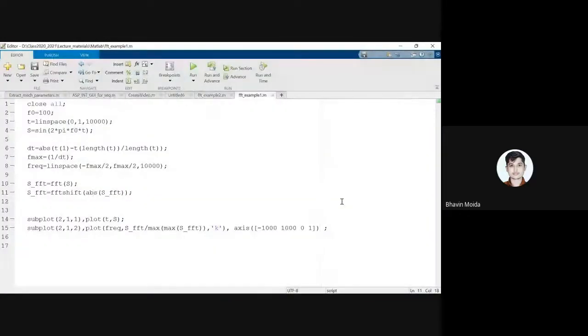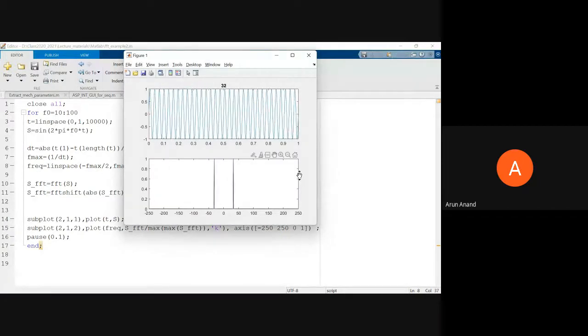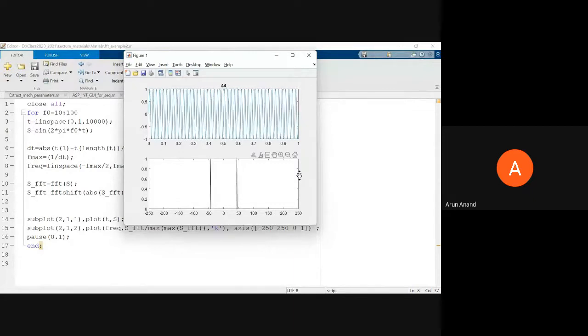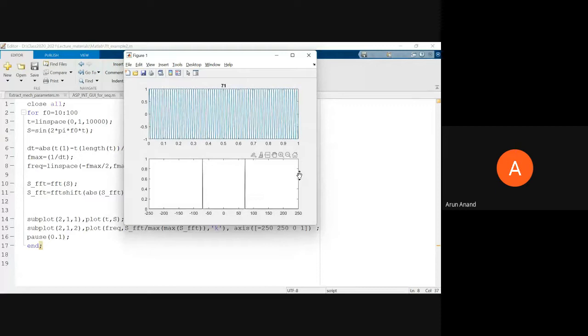Okay. So now let's do one more thing. Let's run it for different frequencies and see the spectrum. I'm running from f0 equal to 10 to 100 hertz and seeing how the spectrum looks. It's going to be like a movie. The first plot is the signal. I have also displayed the frequency on the top of the signal, and the bottom panel represents the frequency spectrum.